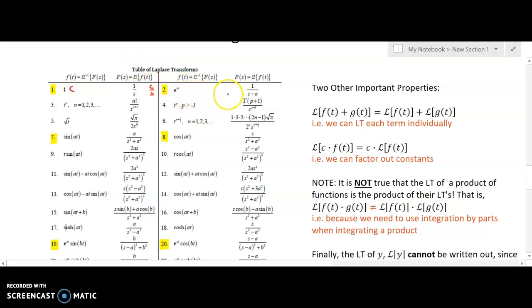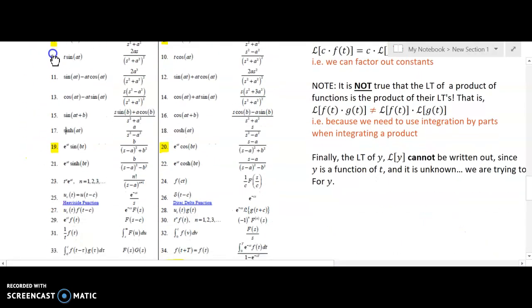Laplace of e to the at is 1 over s minus a. We also derived that one. We'll encounter sine and cosine a little bit later on, and as you know with spring mass systems, we have exponentially decaying sine and cosine functions. So those will become handy as well. We might need those at some point.